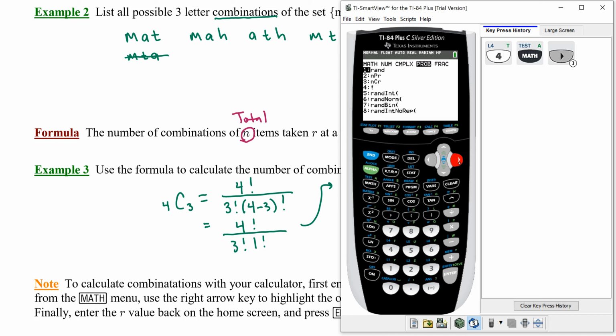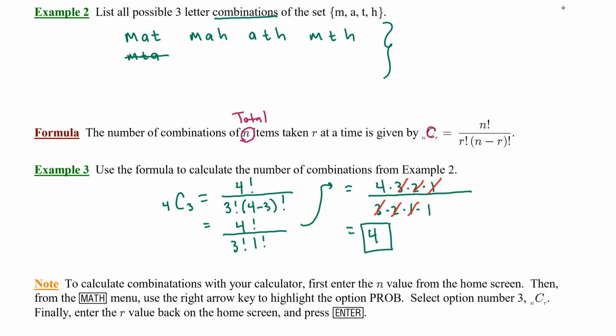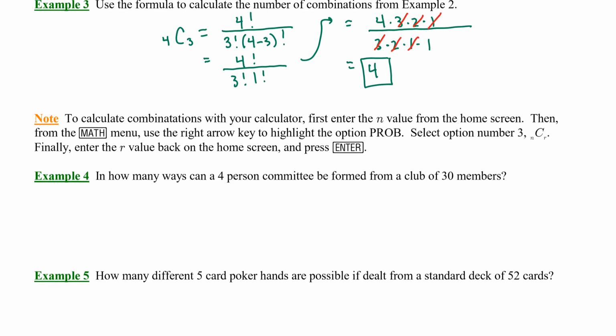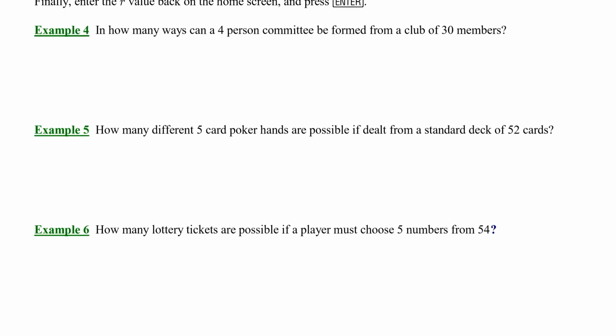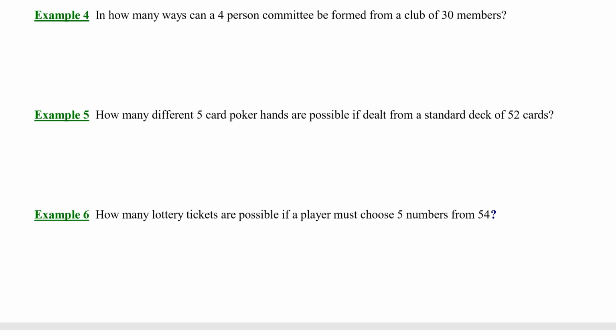Make sure you choose the right one. We want combinations. We're going to do 3 at a time, and of course the outcome is 4. So you can very efficiently evaluate permutations and combinations with your calculator. So let's try several examples, and the evaluation, as you'll see, is very simple with a calculator.